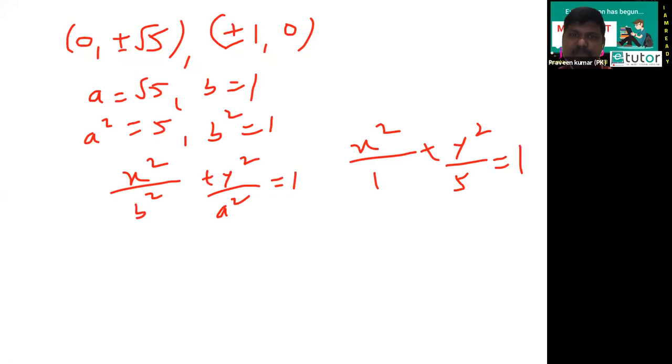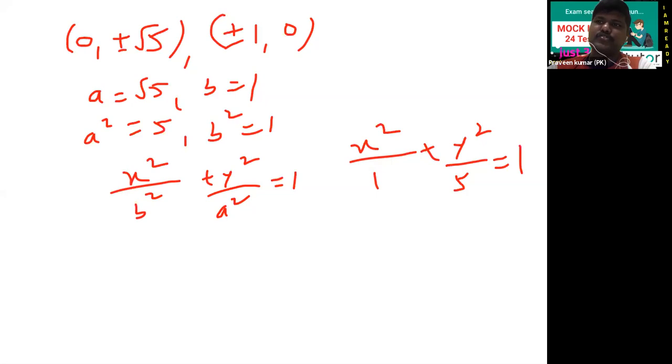Any doubt, anyone? Other than this? I can give one more question to you. This one understood, everyone? Ends of the major axis given means A. Then ends of the minor axis given means B. A, B given, A square, B square you can write and substitute. That's it. Okay.